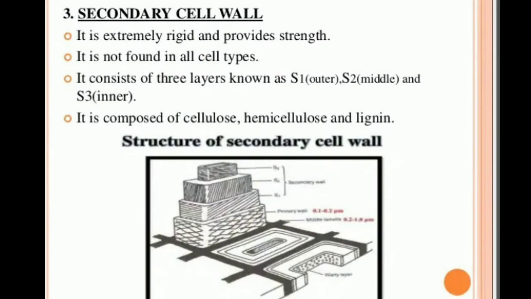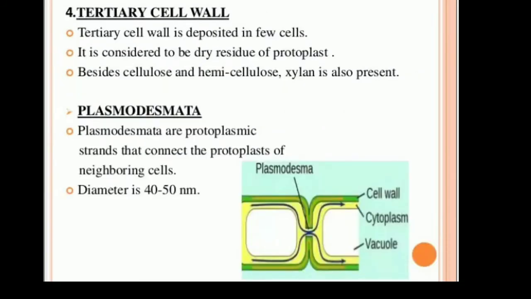Secondary cell wall. It is extremely rigid and provides strength. It is not found in all cell types. It consists of 3 layers known as S1, S2, S3. It is composed of cellulose, hemicellulose and lignin. Structure of secondary cell wall. Tertiary cell wall. The tertiary cell wall is deposited in few cells. It is considered to be the dry residue of protoplast. Besides cellulose and hemicellulose, xylan is also present.